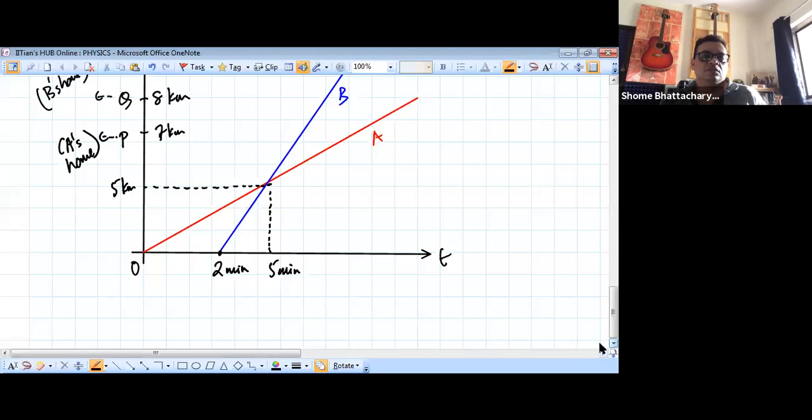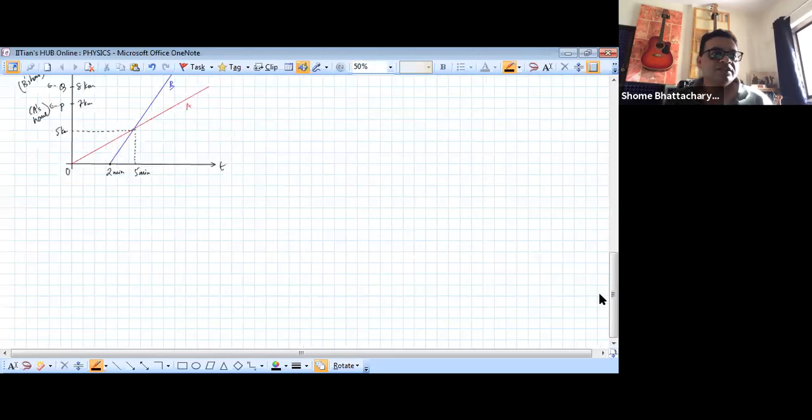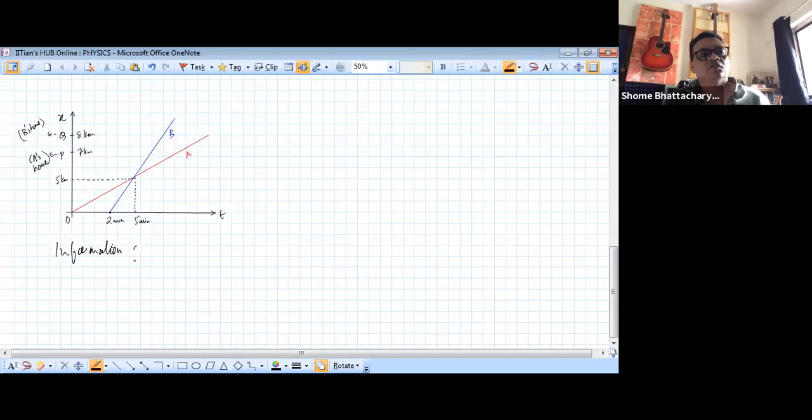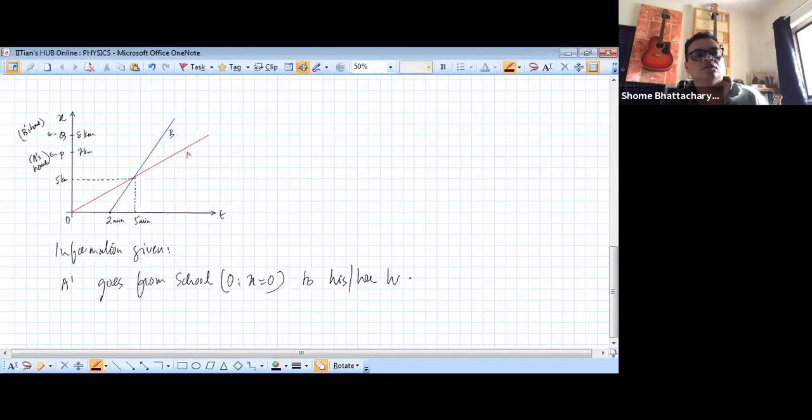Okay. Now see, Vanishka, what is happening? Now in this graph, before we start analyzing, what is the information given in the question? Information given apart from the graph is that A goes from school, which is the origin, which means x equal to 0, okay, to home, his or her home. जो कि कौन सा point है? It is the point P. So the x coordinate at that point is how much? According to my graph, it is 7 kilometers.